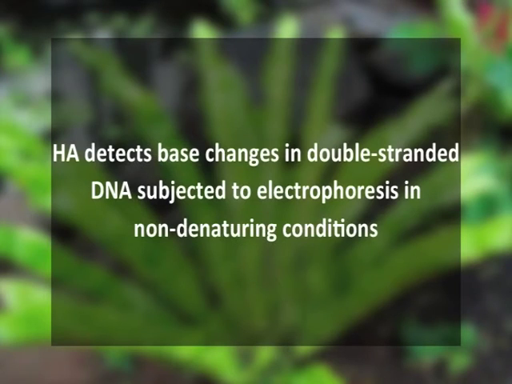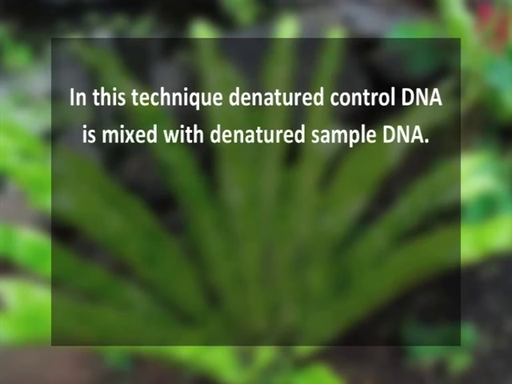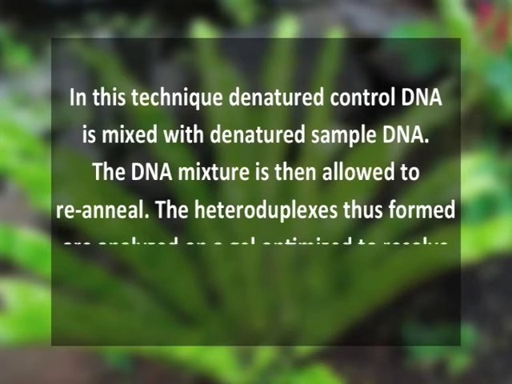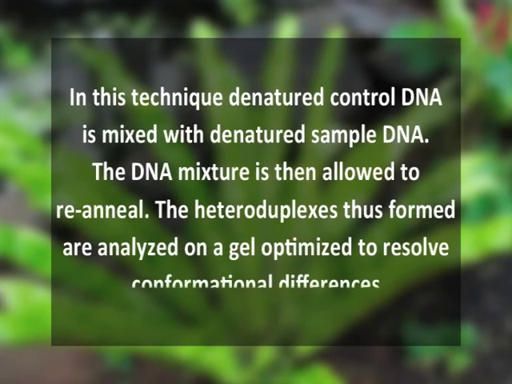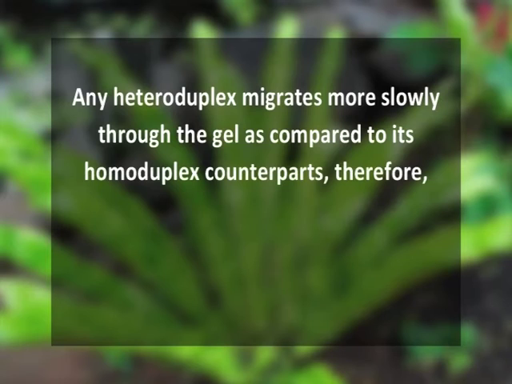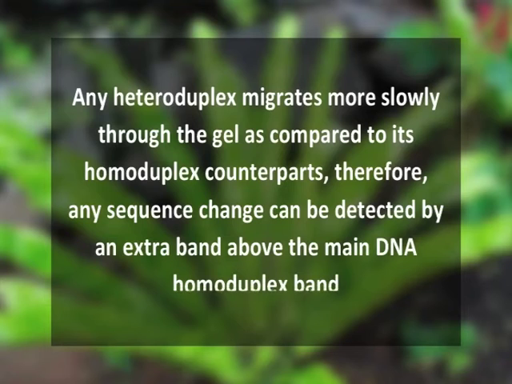HA detects base changes in double-stranded DNA subject to electrophoresis in non-denaturing conditions. In this technique, denatured control DNA is mixed with denatured sample DNA. The DNA mixture is then allowed to reanneal. The heteroduplexes thus formed are analyzed on a gel optimized to resolve conformational differences. Any heteroduplex migrates more slowly through the gel as compared to its homoduplex counterparts. Therefore, any sequence change can be detected by an extra band above the main DNA homoduplex band.